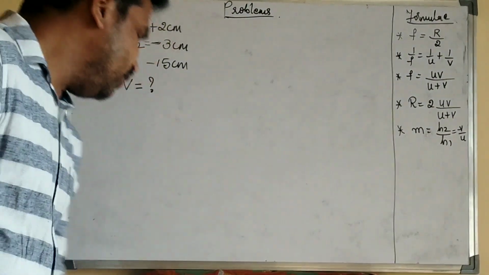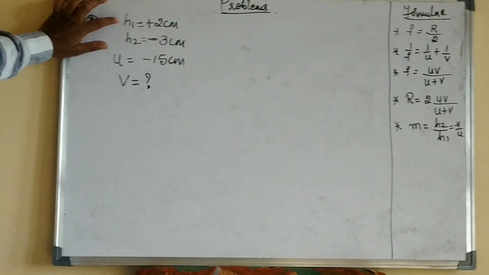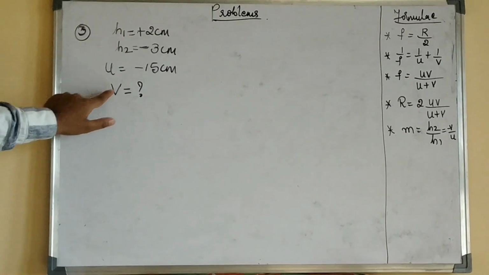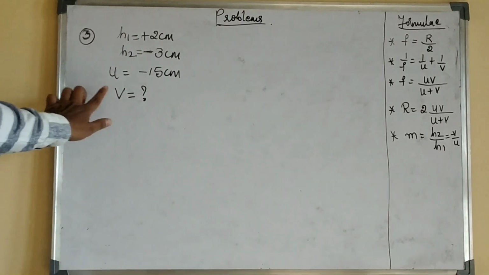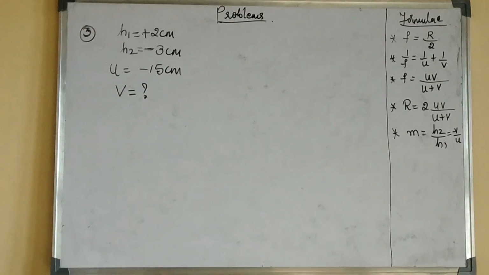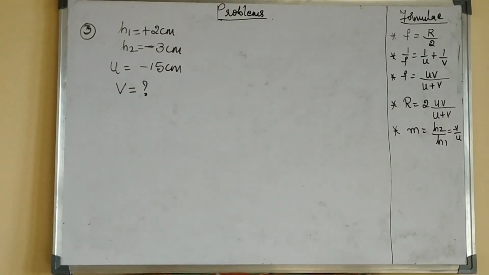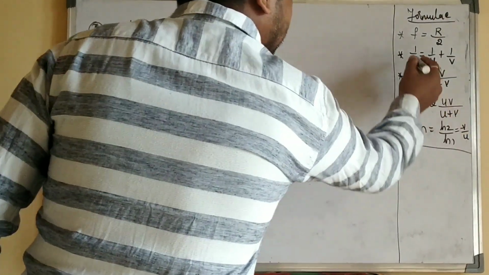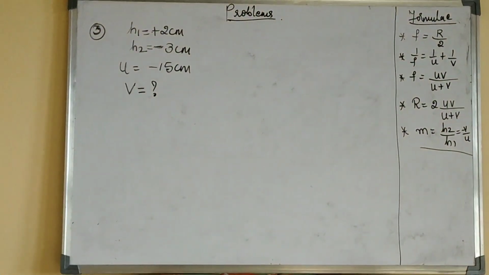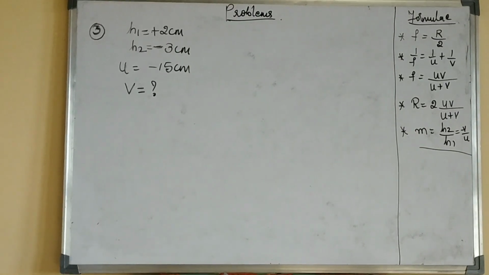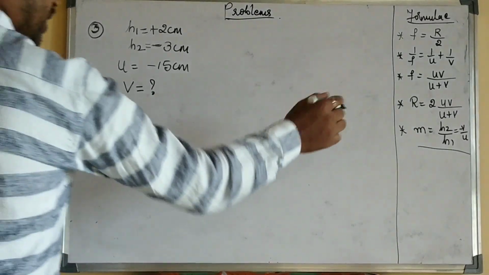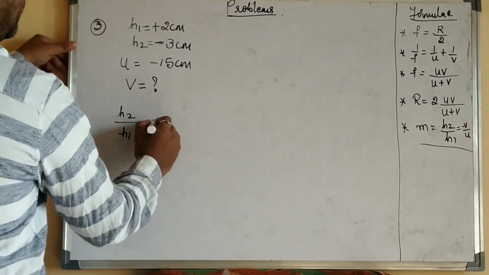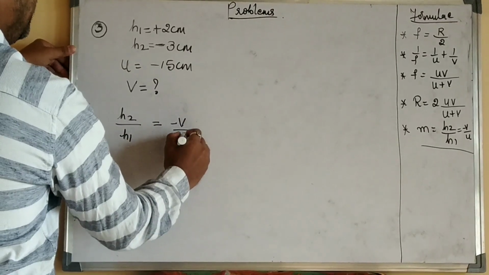Okay, now you can see in the problem, h1 is given, h2 is given, object distance is given. We have to find the position of the image, or the distance of the image. So which formula will you use? You can only think. The only formula you can use is the fourth, the last one, the magnification formula: M is equal to h2 by h1 is equal to minus v by u. So use that ratio: h2 by h1 is equal to minus v by u.